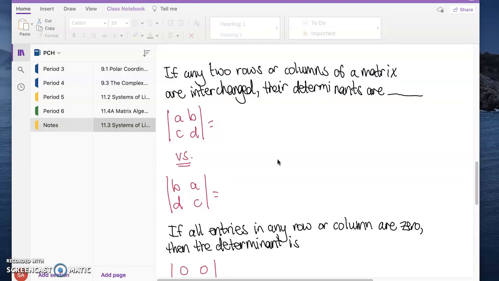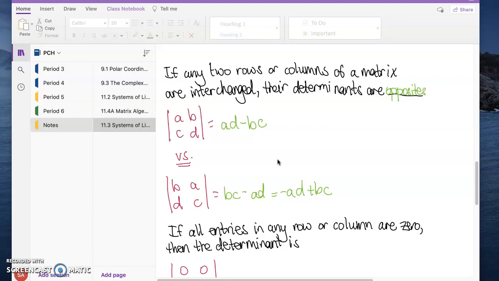If any two rows or columns of a matrix are interchanged, their determinants are, let's fill in the blank, okay? So the pink is like my example of showing you that I have a matrix, and then below it I have a matrix where I've interchanged the rows. So let's look at what happens. I go AD minus BC up here. And on this one, I have BC minus AD, which is the same as that. So pause me and think about what the relationship between those two values is. Okay, hopefully you said opposites.